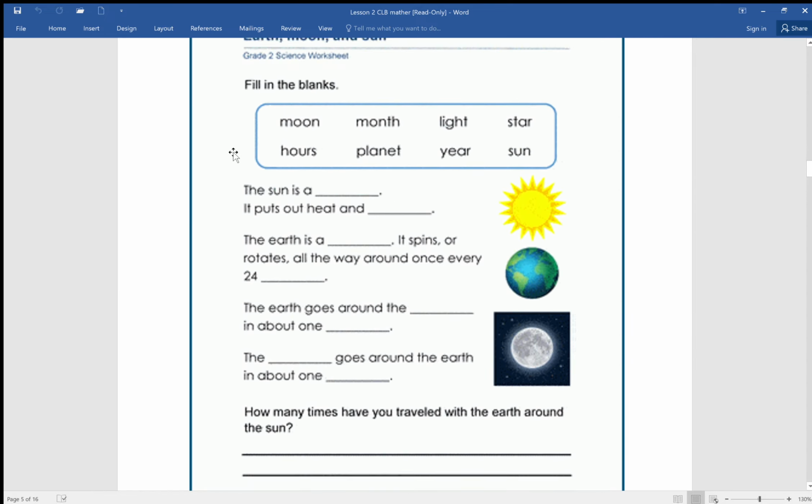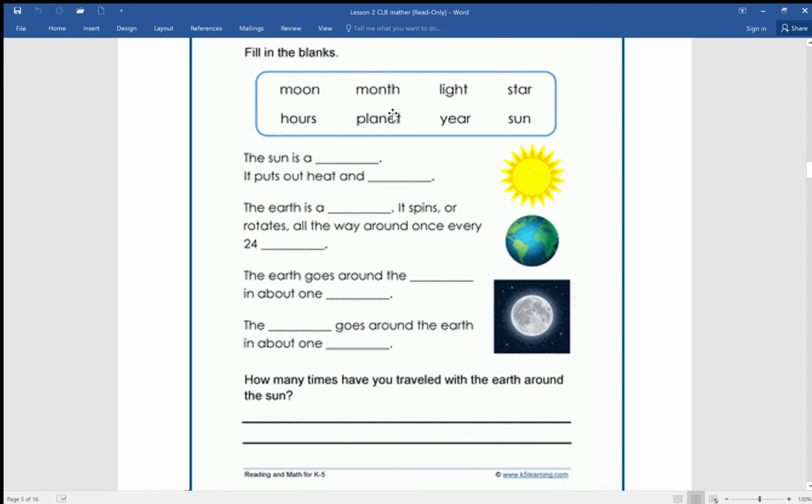So, let's fill in the blanks. I'm going to do this immediately because why not? And I want to test everybody's skills. Also, you can always stop the video while I'm saying this. So, the sun is a star because it emits lots of heat and light.